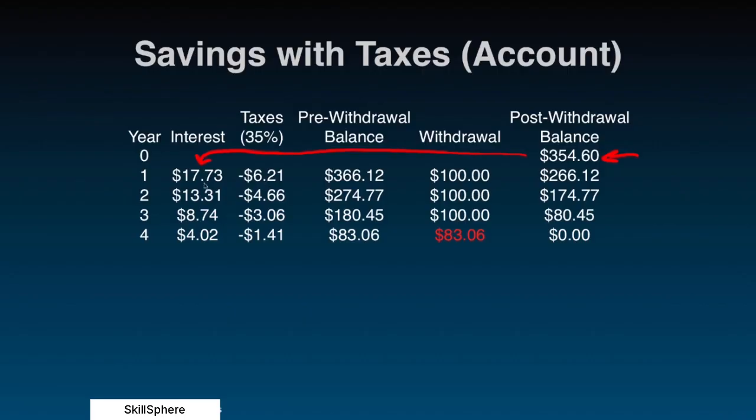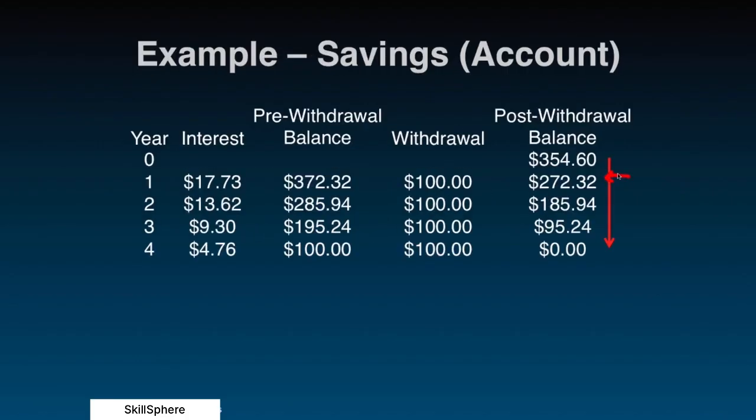Okay. So that 35% of the $17.73 is $6.21 in taxes. That's going to reduce our pre-withdrawal balance to $366.12. Then we pull out $100, and then we're left with $266.12 at the end of the first year. Which, by the way, the $266.12 is less than the $272.32 because of the taxes.